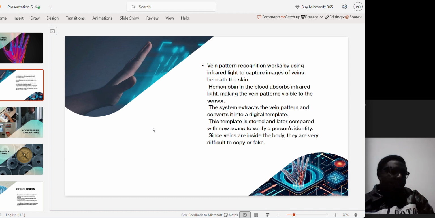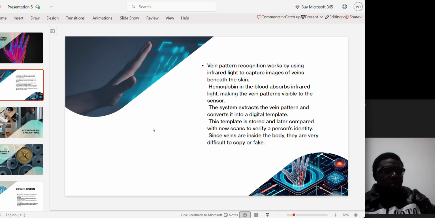The main thing is to get the vein pattern. That's where the hemoglobin and the infrared light come in. Now the vein pattern is extracted. The system extracts the vein pattern and converts it into a digital template. Then that template is stored in the database. Later on it will be compared with new scans.